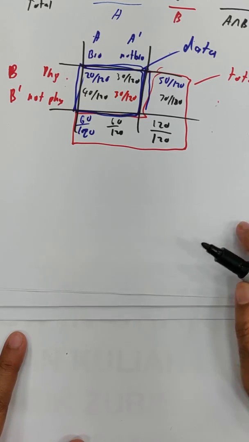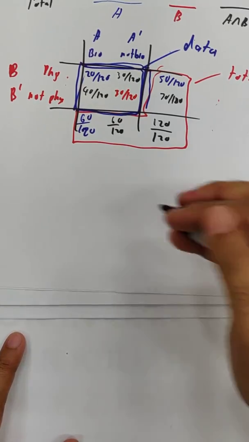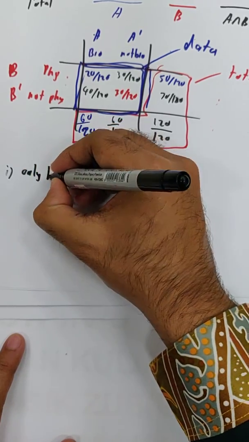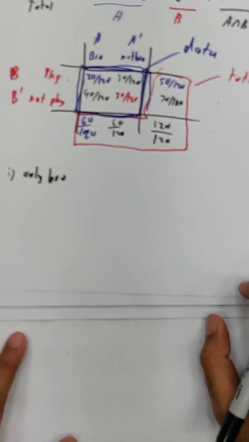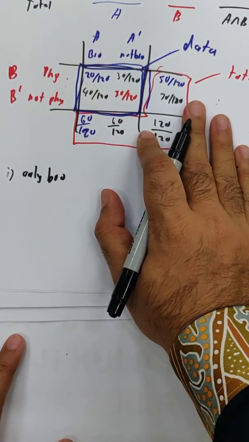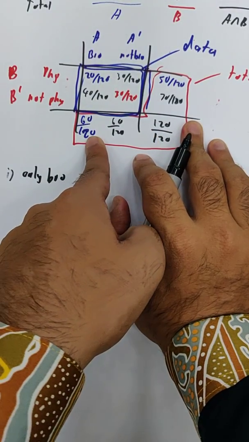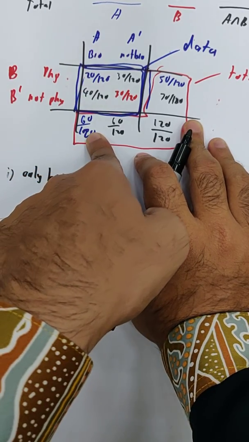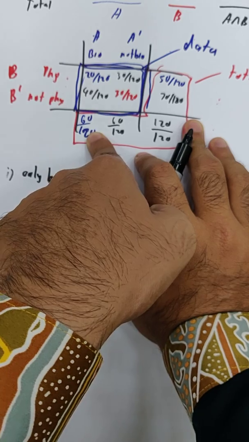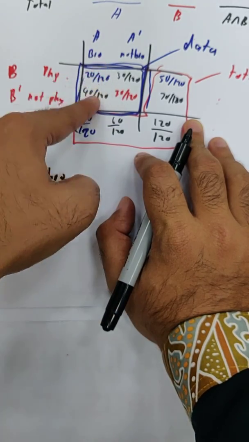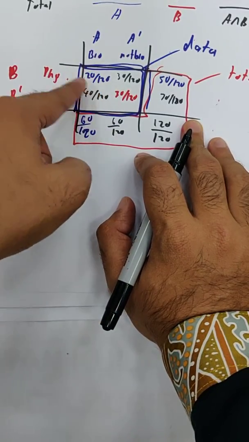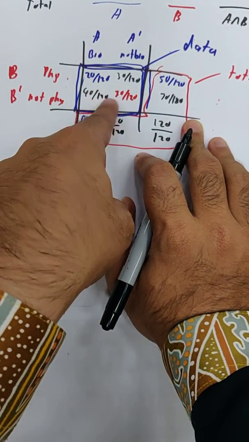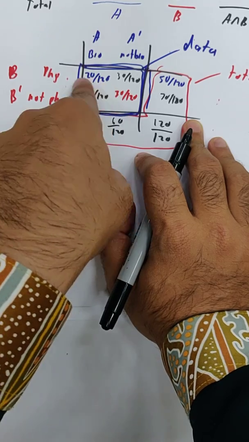Such as if I ask you directly how many people take only bio, which one is only bio? Is it 60? This is bio, right? What's wrong with it if I'm taking just this one? Because if I'm taking this one, that means I'm including this one. If I'm including this one, I'm taking bio and physics as well. So only bio is just this small part, 40/120.